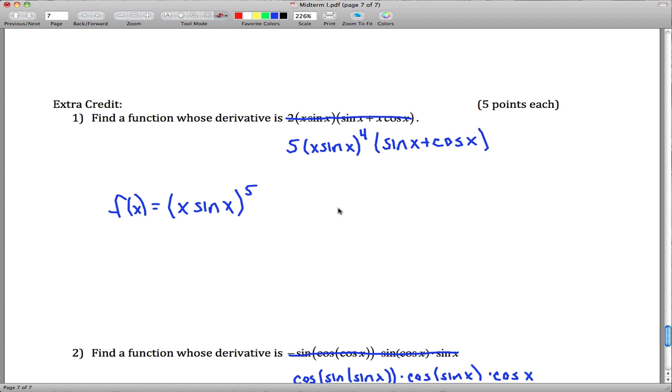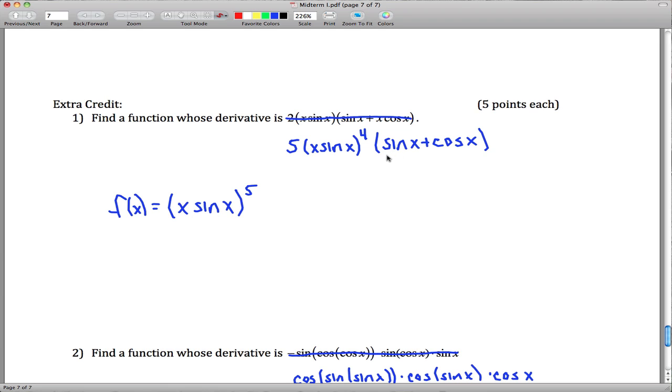This ends up being the answer to the problem, f of x equals x sine of x raised up to the fifth. And one way you could see that is if you apply the chain rule, what you do is you kind of take care of the outside function, you leave the inside function alone, and then you multiply by the derivative of the inside function.